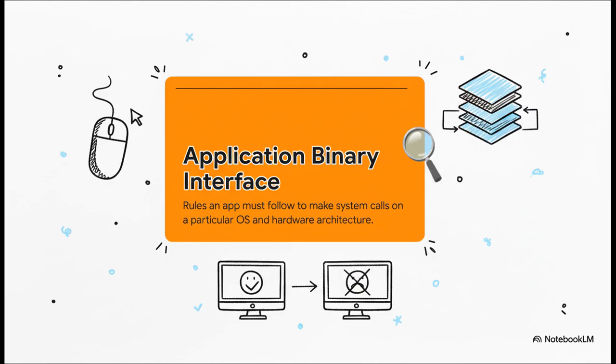And here's the kicker. Every operating system has a different contract. The ABI defines the precise technical way an app has to format its system calls. So a Windows app is written to speak the Windows ABI language. A Mac app is written to speak the macOS ABI language. They are, at a fundamental level, trying to talk to the kernel in completely different dialects, and the kernel just doesn't understand the wrong one.